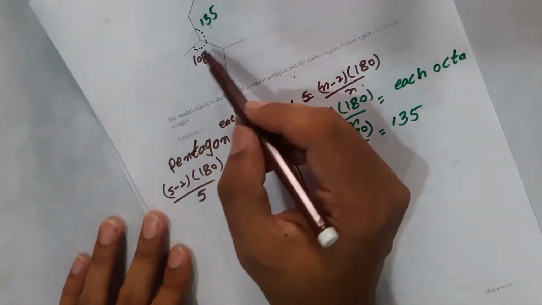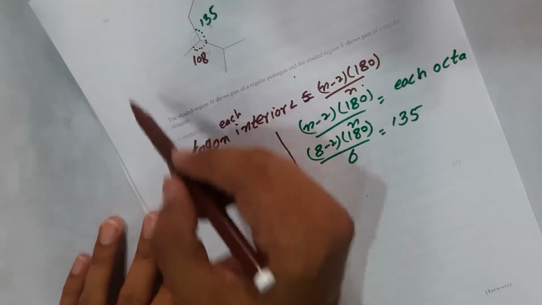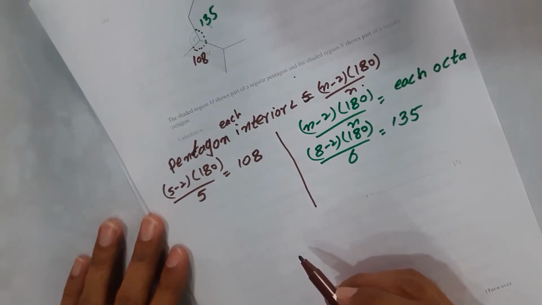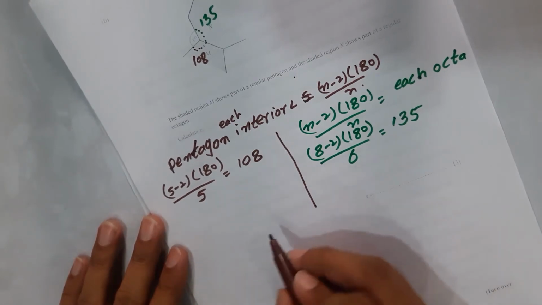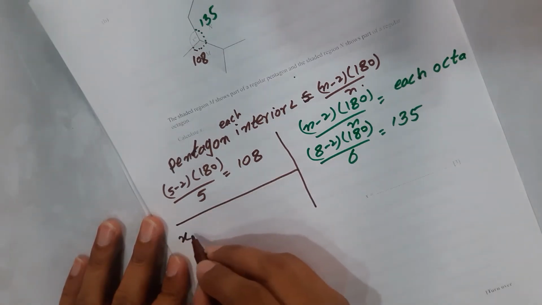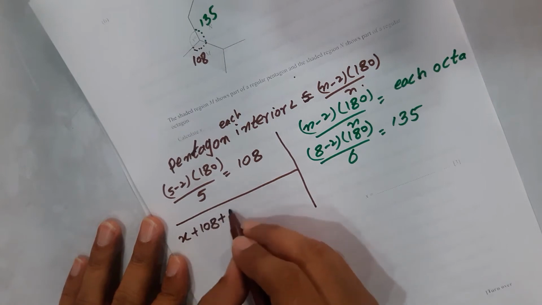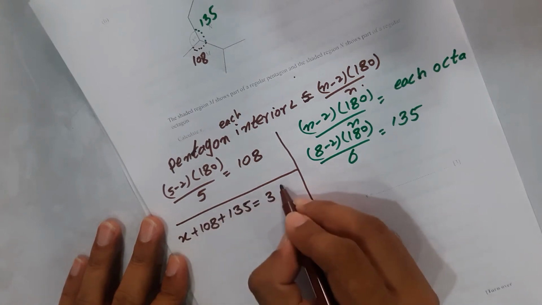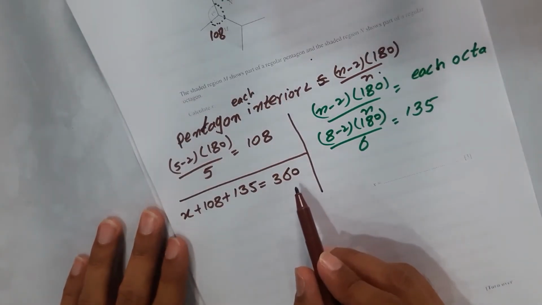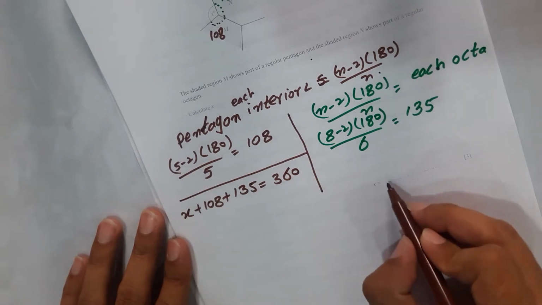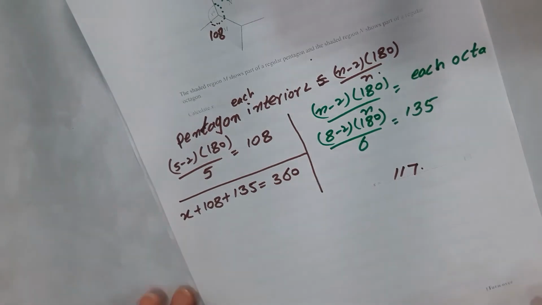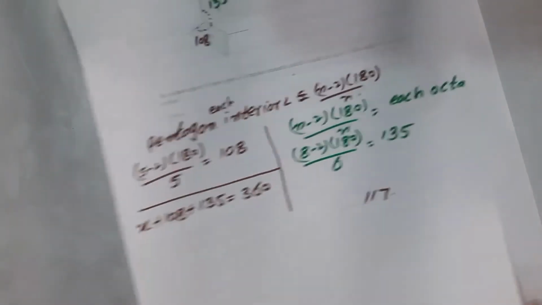We have x. We know the angle of a circle is equal to 360. Angle of a circle is equal to 360. So if we are finding x, x plus 108 plus 135 is equal to 360. So add them and subtract from 360. This will give me the answer 117. 117. Clear? This was your B part.